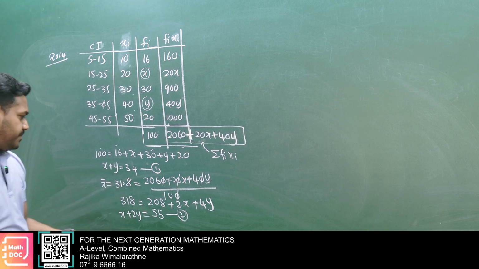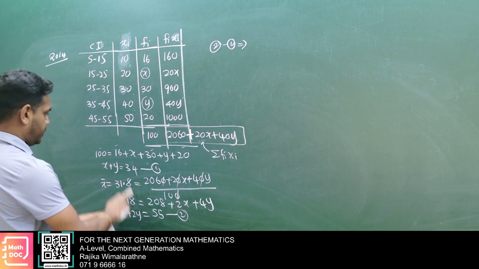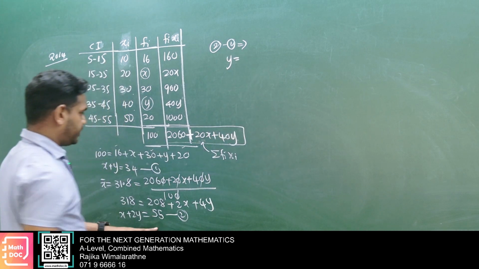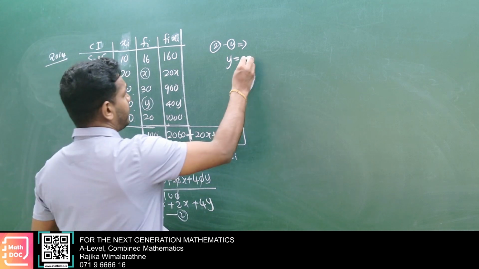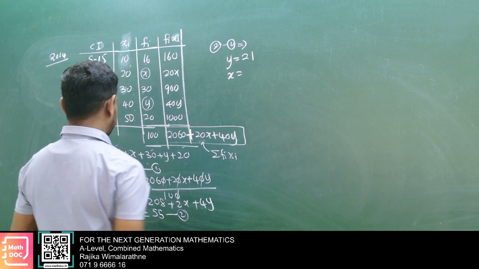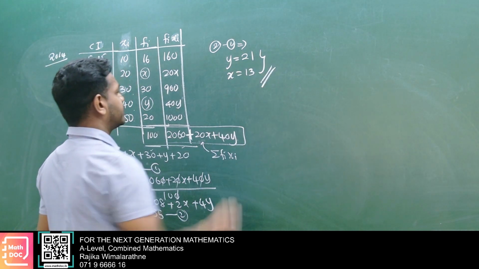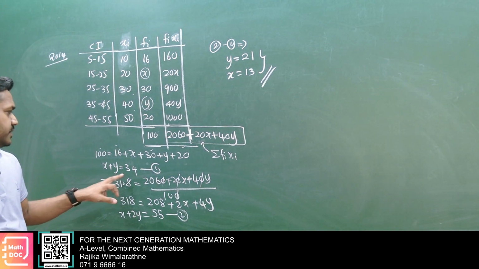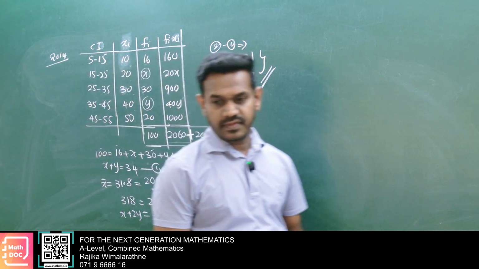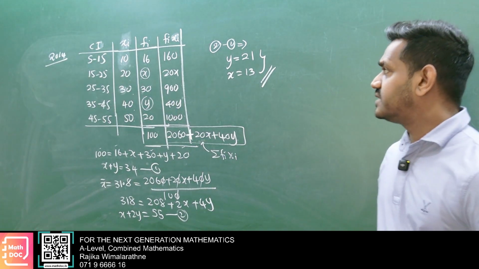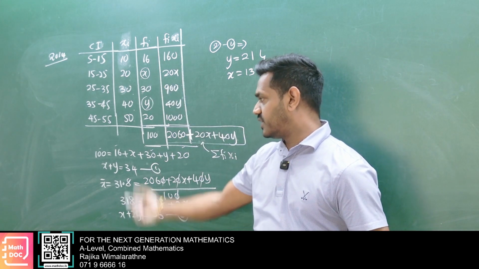Now it is okay. Subtracting, y equals 55 minus 34, 21. X value 13. So 21 and 13. So we deal with the general formula. Two things are unknown, but you follow the general technique.